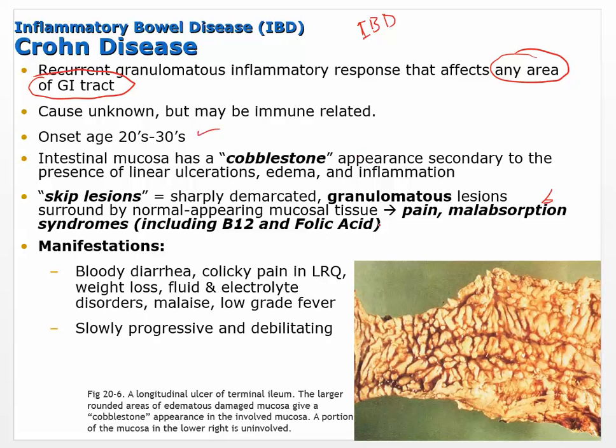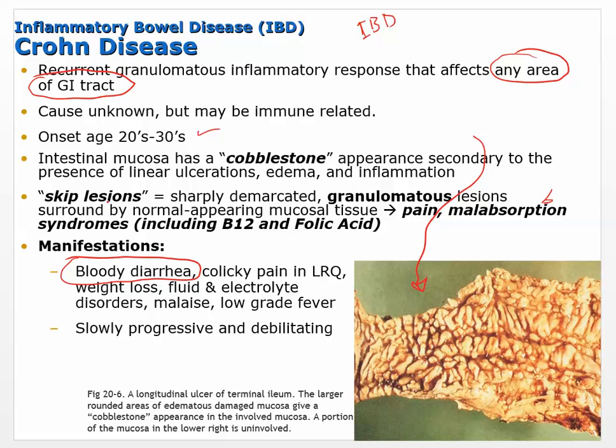Intestinal mucosa has a cobblestone appearance, where it's supposed to be kind of more nicely linear, secondary to the presence of linear ulcerations. So linear ulcerations could take place. So that's going to be bleeding, edema, inflammation may take place, especially since it is an inflammatory bowel disease. And if you have ulcerations and you have edema, then you're going to probably expect some bloody diarrhea, and that's definitely the case. Okay.